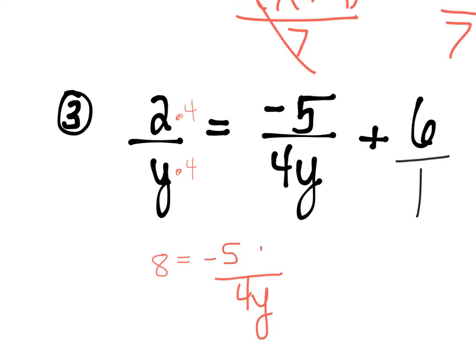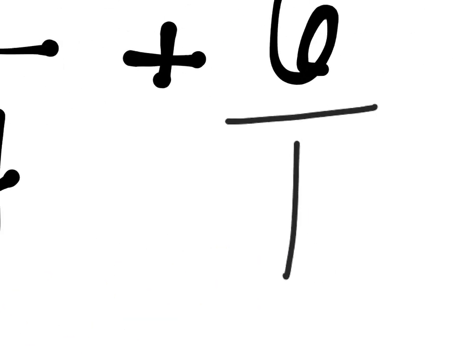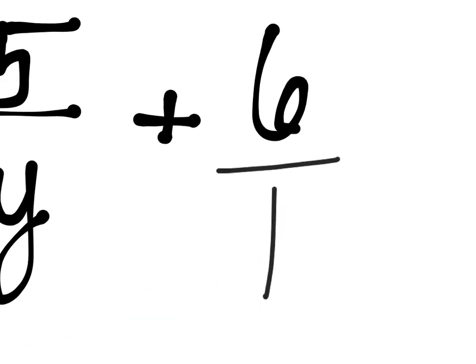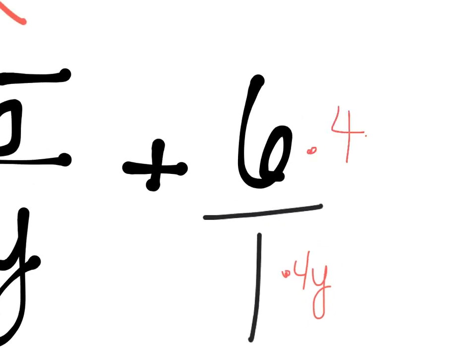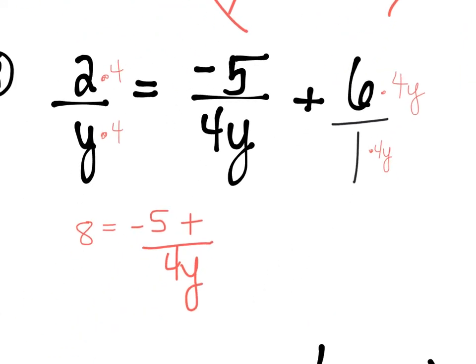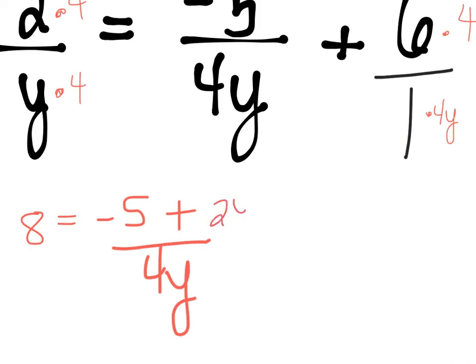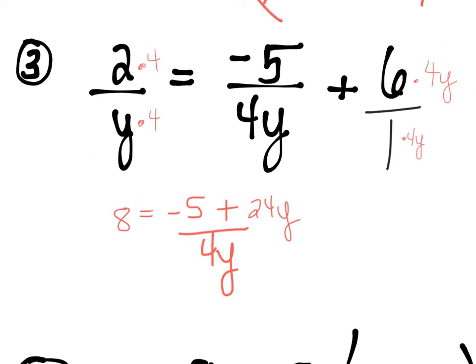Okay. Plus, what does this denominator need? 4y. So if I multiply the bottom by 4y, I do what to the top? The same thing. So what is 6 times 4y? 24y. Now that they all have the same denominator, what can I do with it? Cross it off. I don't need it anymore. I can just cross off the denominator, so it's going to go away. And now what do I do?